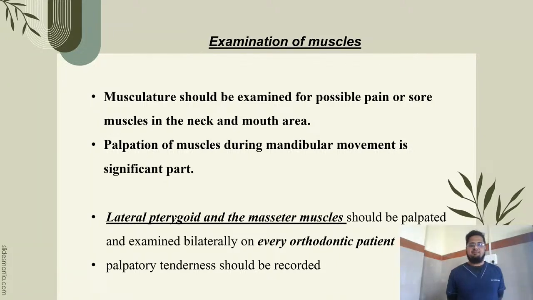The next part of the functional examination is the examination of the muscles. Musculature should also be examined for possible pain or soreness in the neck and mouth area, so that we can differentiate between the skeletal component of the pain and the soft tissue component of the pain. Palpation of the muscles during mandibular movements is a very significant part of diagnosis and treatment planning. The lateral pterygoid and masseter muscles should be palpated in every orthodontic patient.